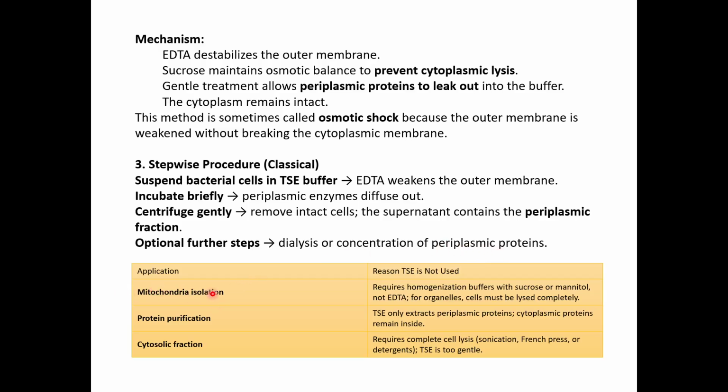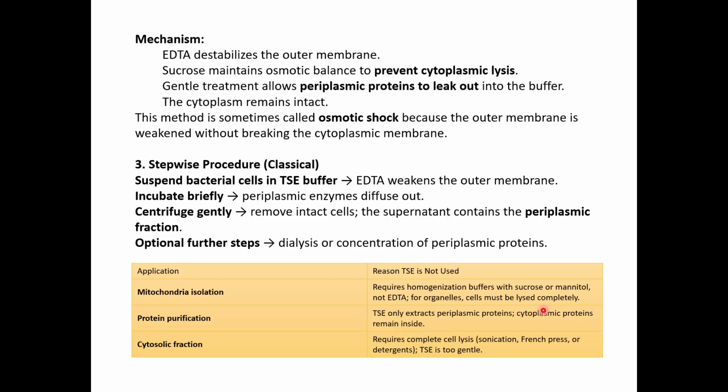So it can be used for the extraction of periplasmic proteins without damaging the cytoplasmic membrane. Then, in case of mitochondrial isolation, protein purification and cytosolic fractionation, TSC is not used. In mitochondrial isolation, we need homogenization buffer, and the main components are sucrose and mannitol, and not EDTA.